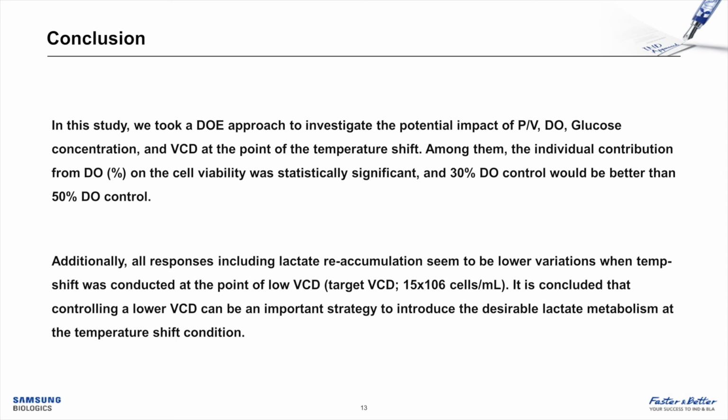Take-home message of today's presentation. Throughout experiments, we have developed a strategy to resolve the process variation based on lactate re-accumulation and successfully completed development, scale-up, and GMP clinical drug manufacturing. We have confirmed among 4 main parameters, DO set point and temperature shift viable cell density were critical. Especially, temperature shift should be designed based on viable cell density, considering cell growth and cell status, rather than just the cell culture day.